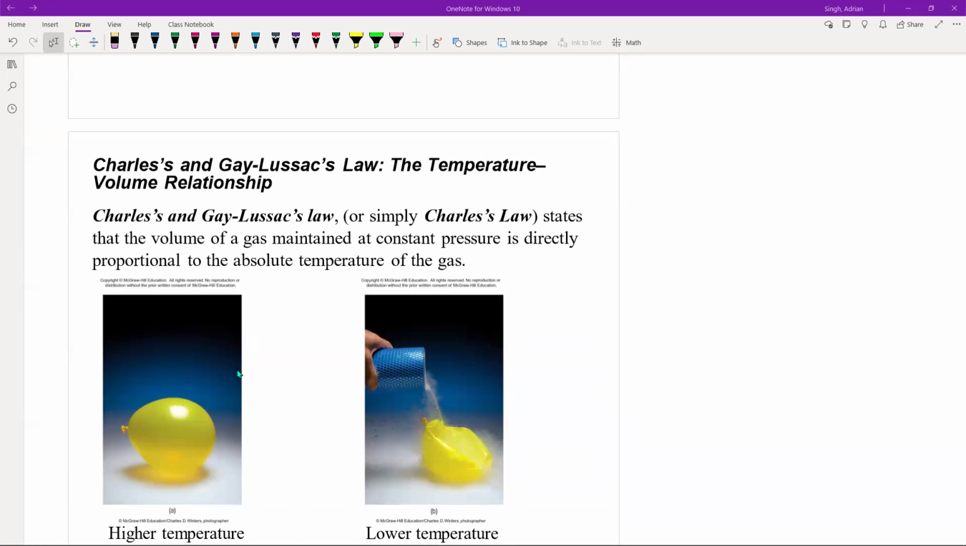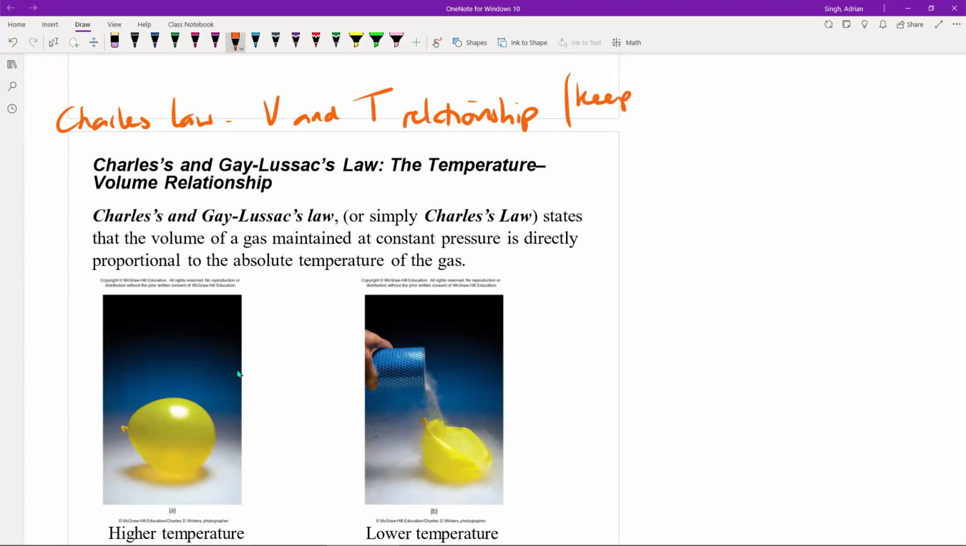Okay, so Charles' Law relates the volume and the temperature. So this is a V and T relationship. And again, if we're looking just at the relationship between volume and temperature, we're going to keep the other two parameters. So we're going to keep N, the amount, and we're going to keep pressure constant. And when we have these conditions, what we actually find is that V and T are directly proportional to each other.